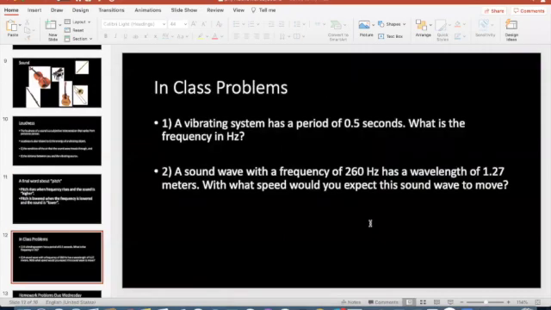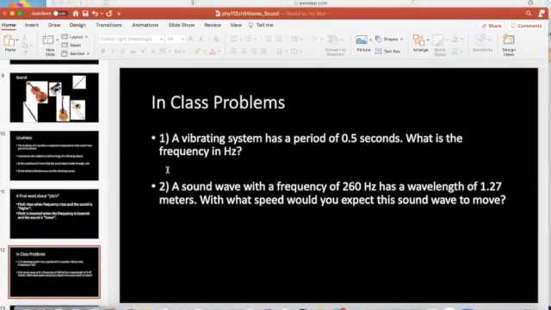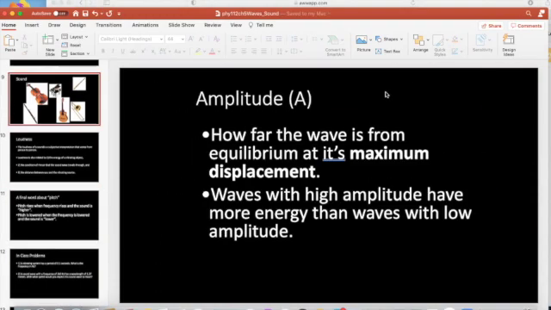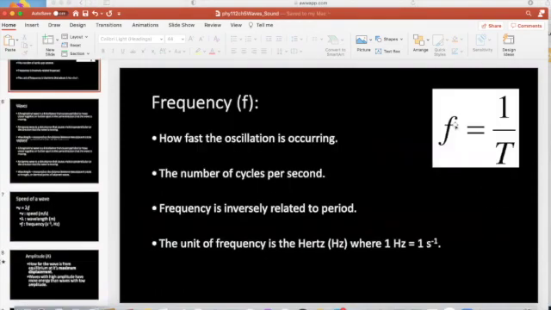All right, so we're going to work out a couple of problems. For number 1, a vibrating system has a period of 0.5 seconds. What is the frequency in hertz? If we scroll back up to the top, we'll see that frequency is equal to 1 divided by the time period T.